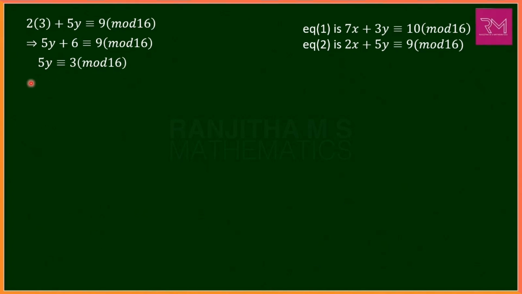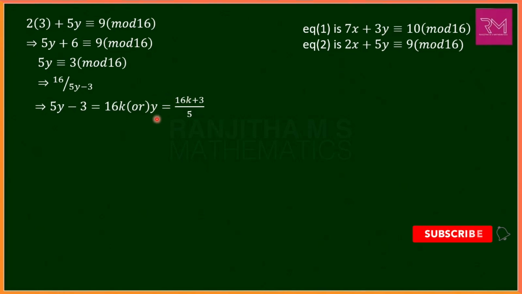So, here next the procedure is same as before. Here we have to apply the definition of congruency as, here this implies 16 divides 5y minus 3, or we can take this as 5y minus 3 which is equal to 16 into some integer k, or we can take this as y is equal to, here we can take this 3 to the right hand side and 5 goes to the denominator, we get y as 16k plus 3 divided by 5. Next step, we have to substitute k value 0, 1, 2, 3 and we have to obtain a y as an integer.